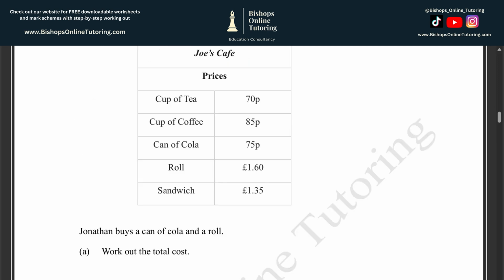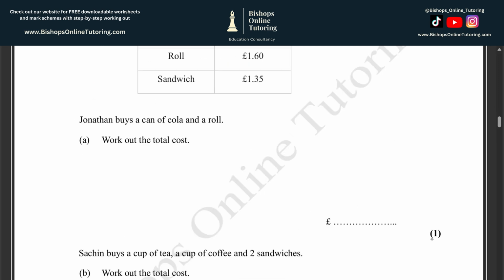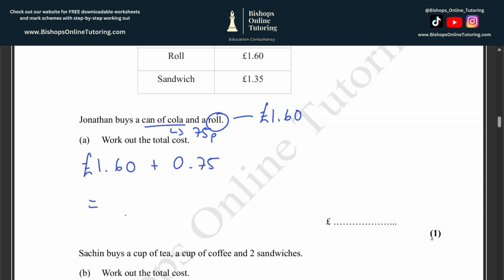Here's the menu from Joe's Cafe. Jonathan buys a can of cola and a roll. Work out the total cost. So the can of cola is 75p and the roll is £1.60. So we're just doing £1.60 plus 0.75 for the 75p, and that gives us a grand total of £2.35. So that's our answer, £2.35.